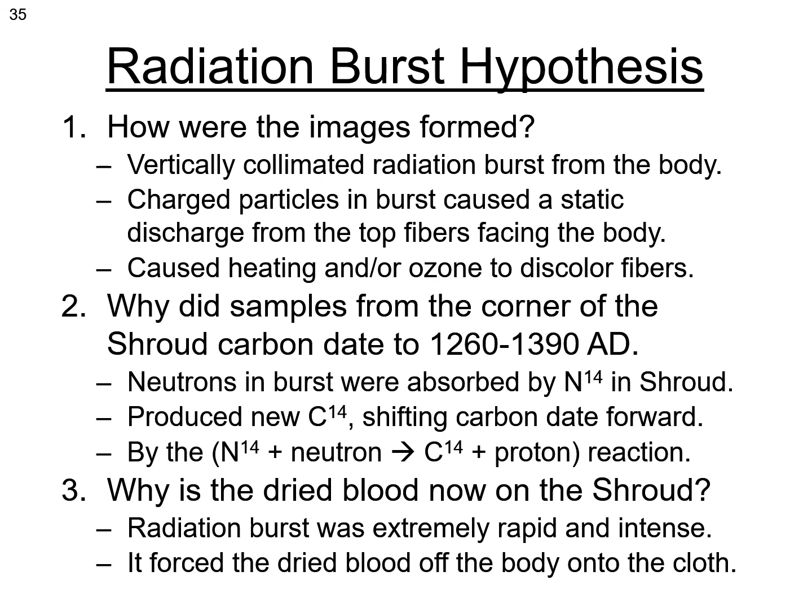The 1988 carbon dating of the shroud to 1260 to 1390 is explained by neutrons in this radiation burst that produced new carbon-14 on the shroud that could have shifted the carbon date forward by thousands of years depending on the location on the shroud. And the fact that the blood that would have dried on the body is now in the shroud is explained by the very brief, very intense burst of radiation from the body that could have thrust the dried blood off the body and onto the cloth.